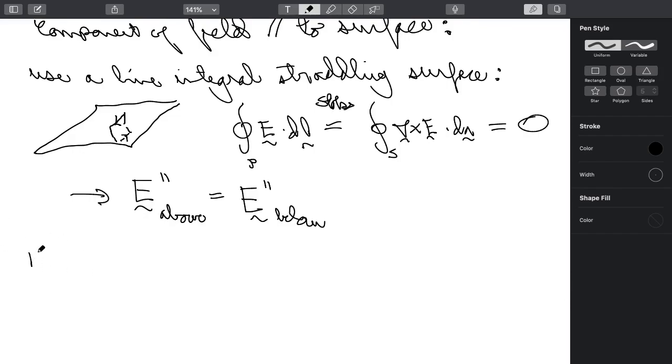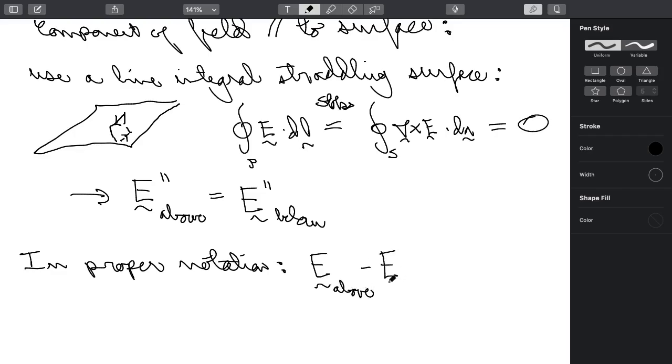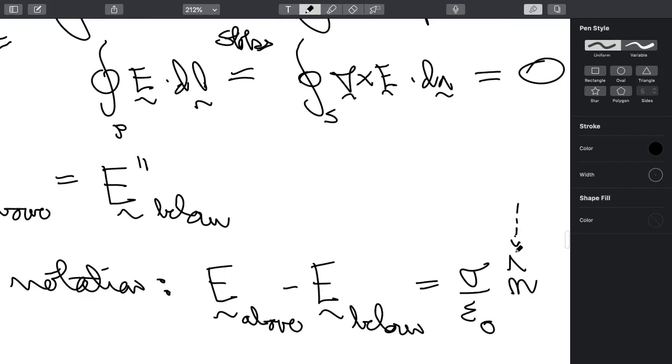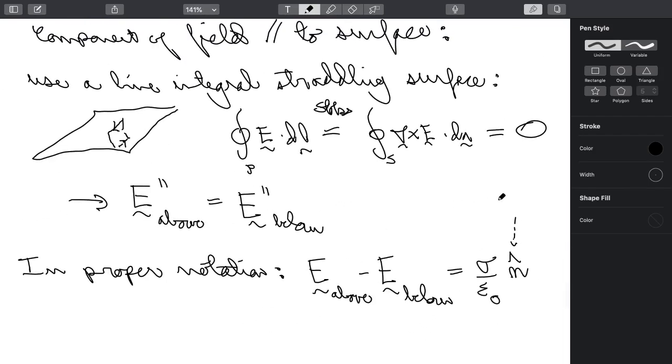So in proper notation, if I now compare the total electrical field above to the total electrical field below, I just get sigma over epsilon 0 times the normal unit vector to the surface. Okay? So this is the normal unit vector, normal to the surface. Okay?